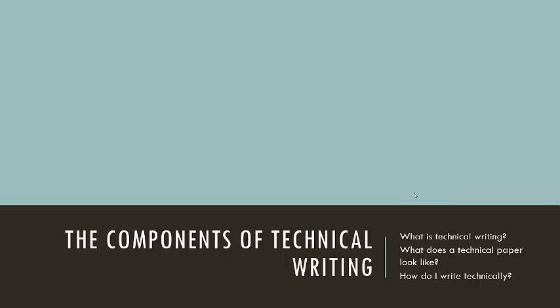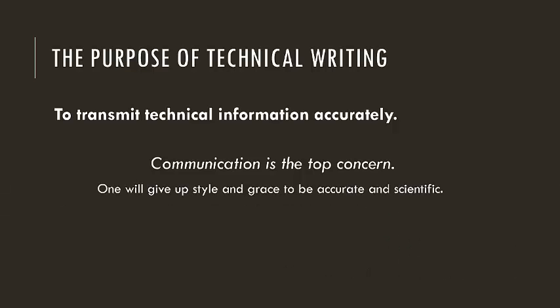So today we're going to be talking about the components of technical writing, and where do we start, and why we technically write. So the purpose of technical writing is always to transmit technical information accurately. That is the number one concern along with communication, because what you're doing is going to be used for decision making as well as informing others about specific information. So one thing that tends to happen is that you can give up style and grace, but you always want to make sure that you're accurate and scientific.